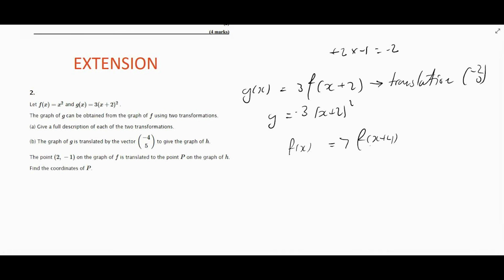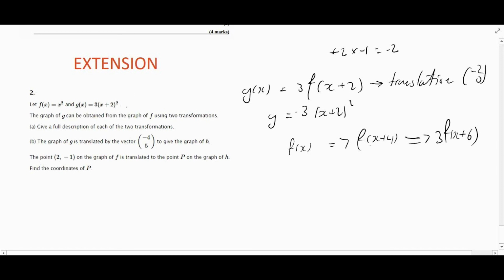But if you look at our actual equation, we already have a plus 2 in there. So what we're really doing is just adding a 4 to that. So if we ignore anything else, all we really have is 3 f of x plus 6. And that's mostly it.